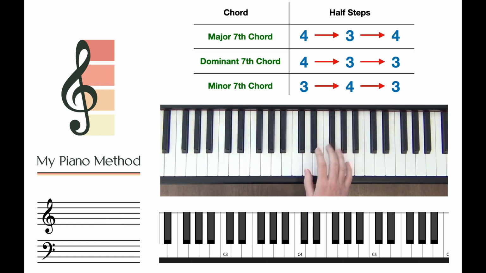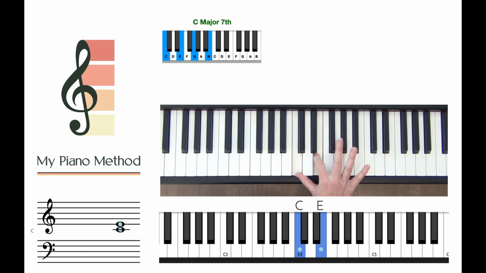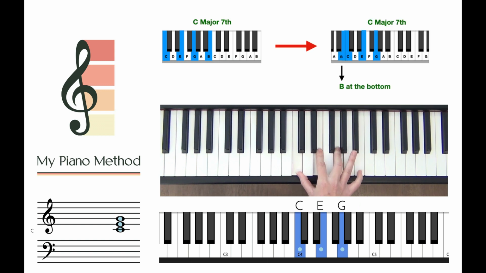Now, one other quick tip I'm going to give you before I go today. Let's take a look at the C major 7th again, which is 4 followed by 3 followed by 4. Now, a lot of piano players will play this chord with the B in the bottom. So all we do is take this B up here and we're going to play it down here. So we just have to move our fingers a bit. So you'll see a lot of piano players playing these chords like this.